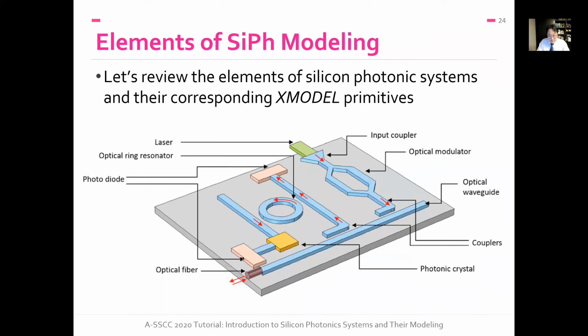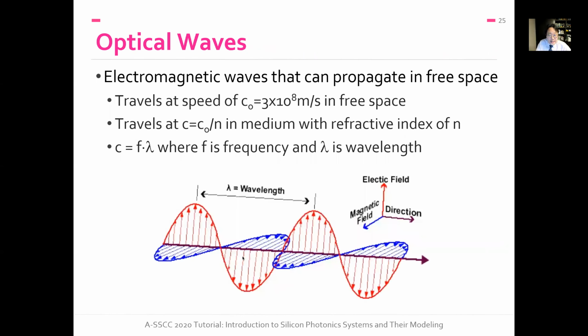So you see a lot of elements here, like waveguide, modulator, photodetector, and so on. So let's talk about those. So starting with optical waves, it's essentially an electromagnetic wave that can propagate in free space. And when the light propagates in free space, they travel at a speed of 300,000 kilometers per second.